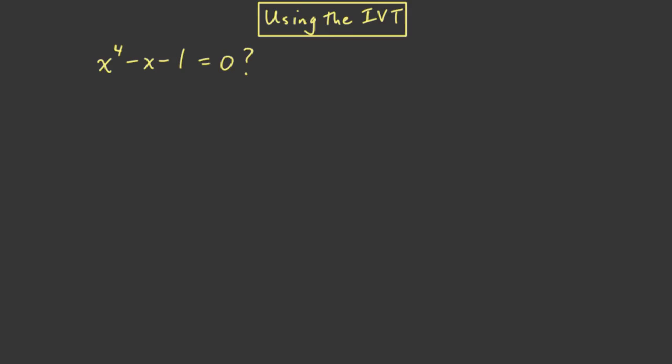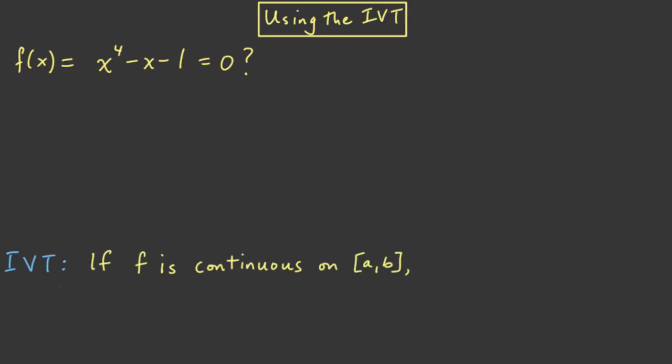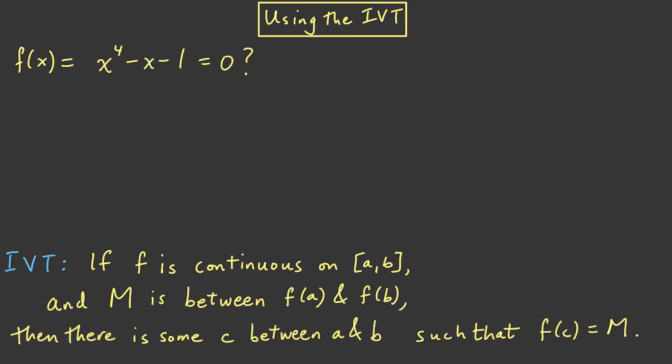Since it's a polynomial, it's continuous everywhere. So if we call this function f of x, we can try to use the intermediate value theorem. To remind you, here's the statement of the intermediate value theorem. If f is continuous on the closed interval a to b, and m is some value in between f of a and f of b, then there's at least one point c between a and b such that f of c equals m.